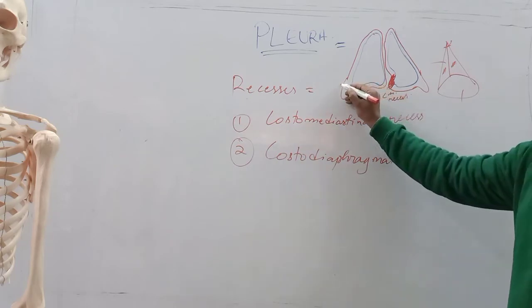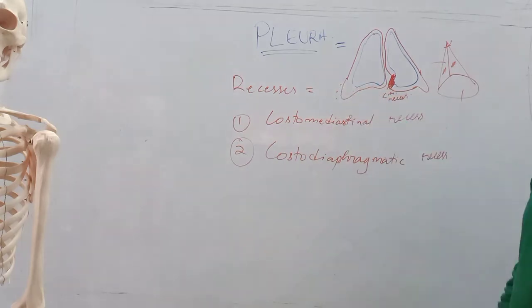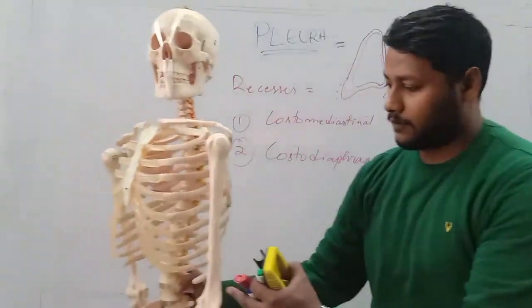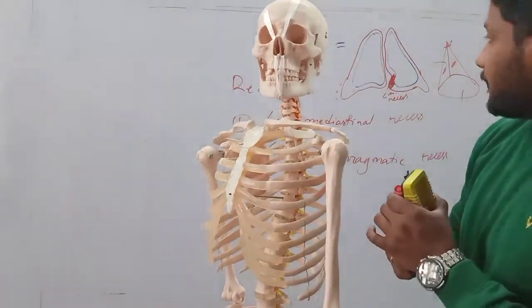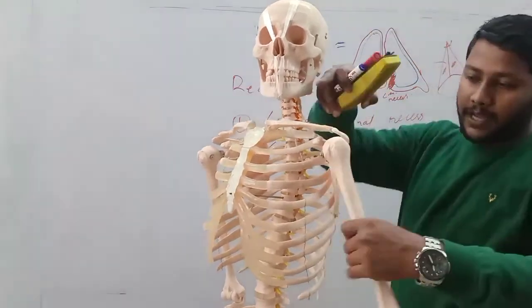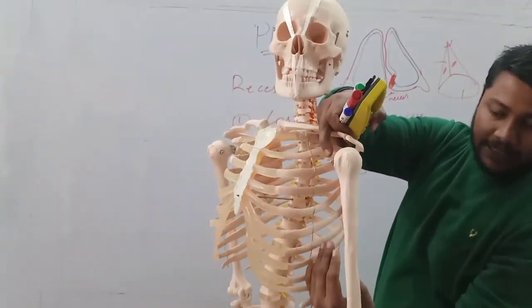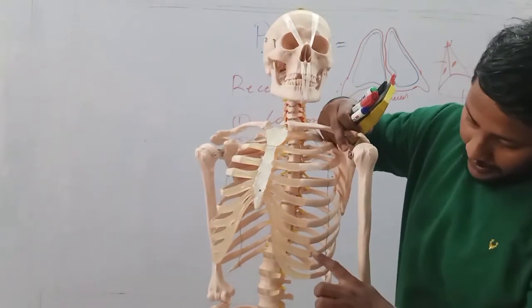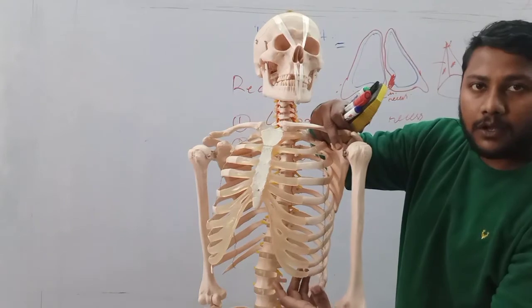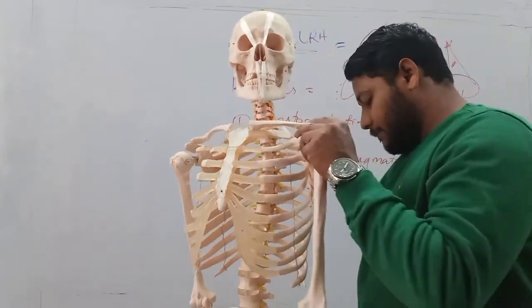Right, here we have the 8, 9 and 10 ribs, which means it is present. This costodiaphragmatic recess is present around the mid-axillary line. Okay, it is present here in the mid-axillary line, opposite the 8, 9 and 10 ribs. So it is present somewhere over there. Okay, so these are the two recesses present.